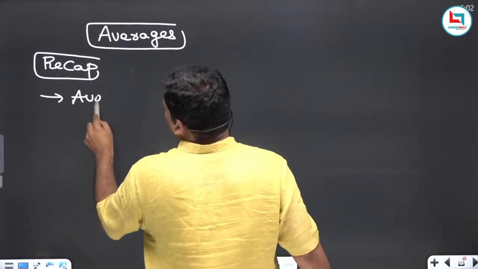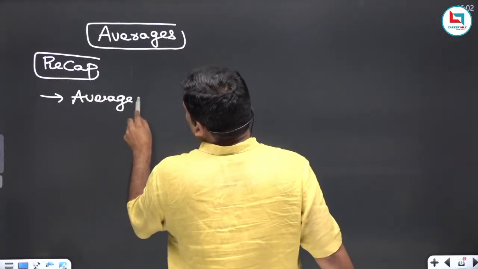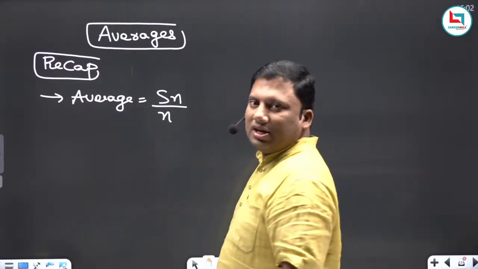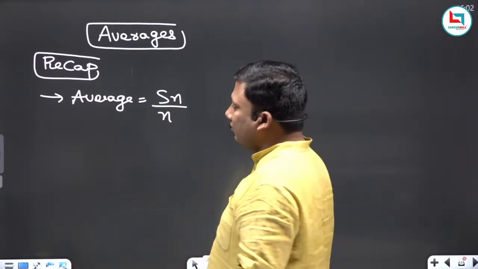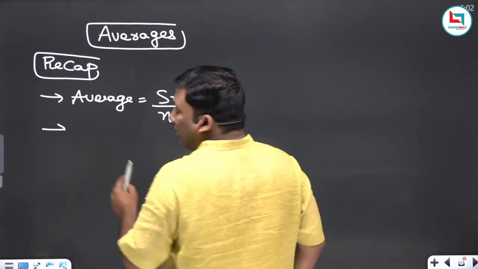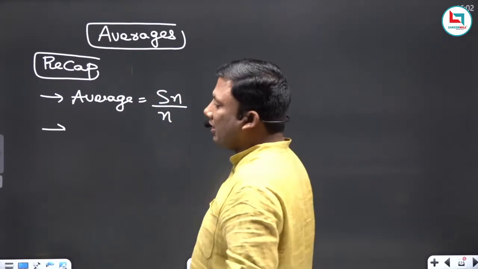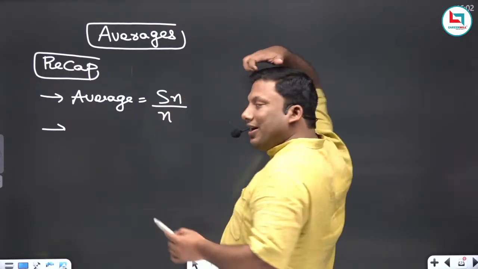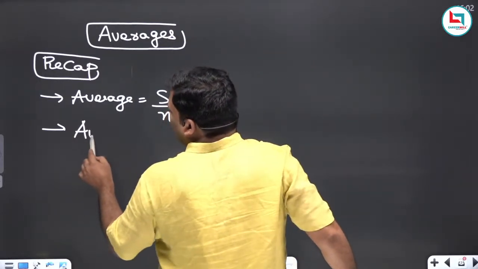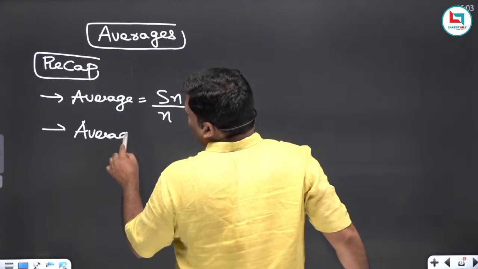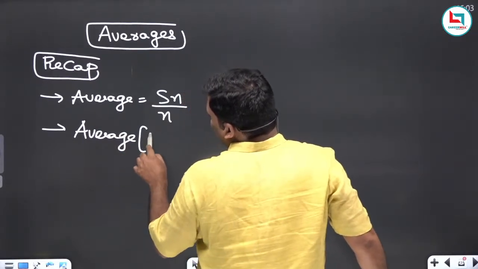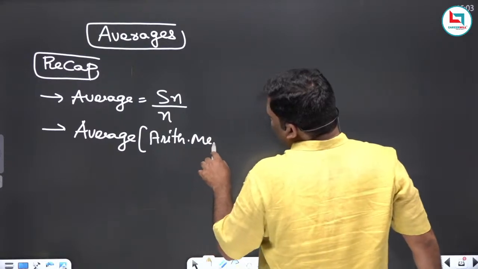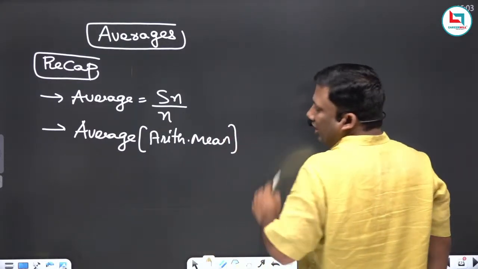Average is defined as sum of the quantities by number of the quantities. What if the quantities behave in a particular pattern? If the difference between the terms is constant, then it is said to be in arithmetic progression. Average is also called mean, and if the series is in arithmetic progression, it is called arithmetic mean.